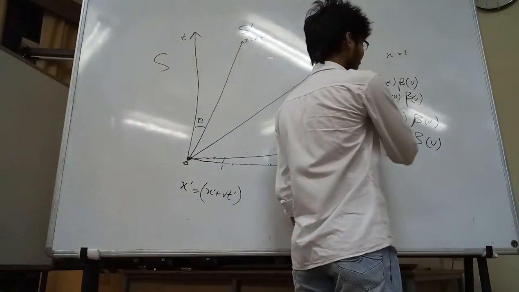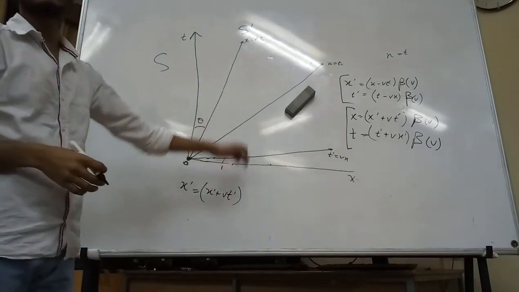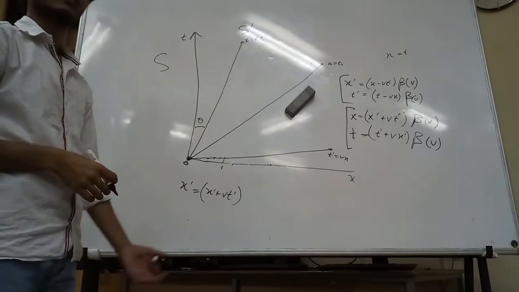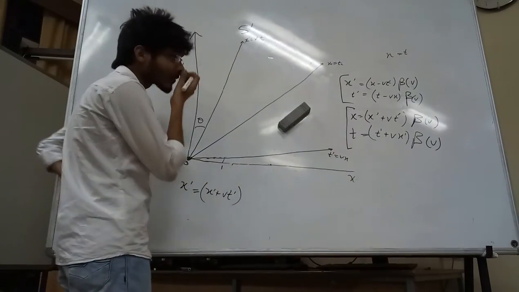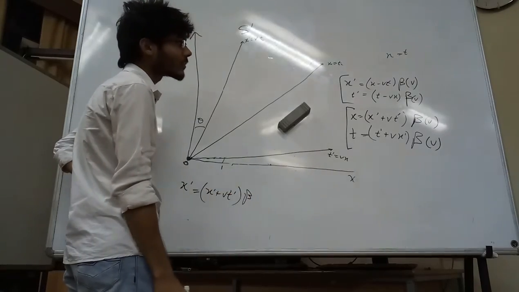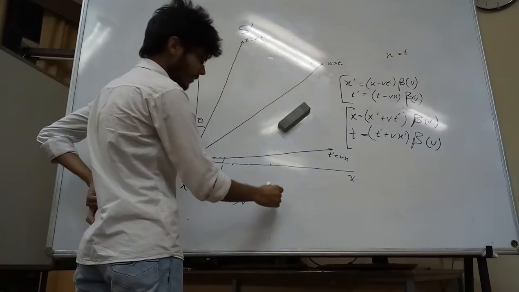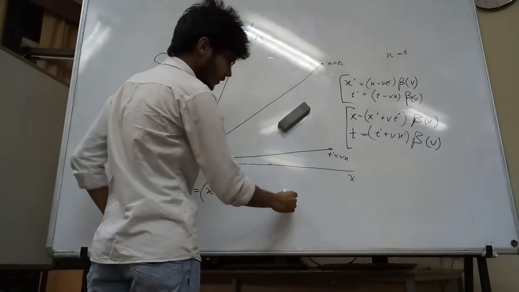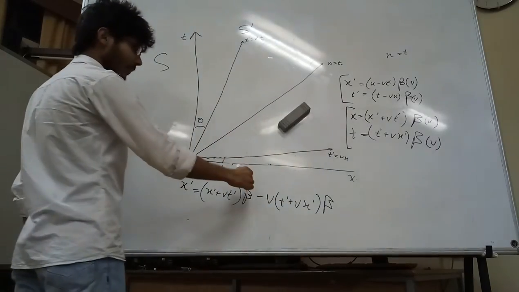You can try putting another function and you can use an additional coordinate, but when you put that coordinate, you will get that both the functions are identical. So x plus bt into beta minus b, and t dash is equal to t dash plus b x dash times beta, whole multiplied by beta, okay?